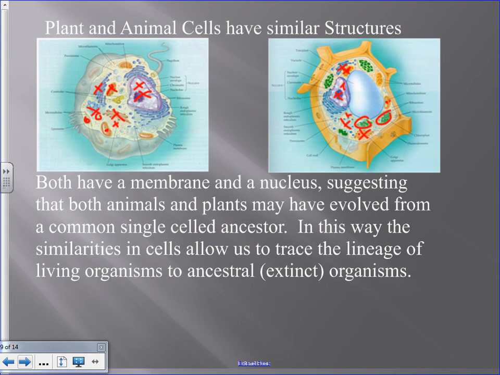So in this way, we are able to actually trace the similarities in our cells back to ancestral organisms that are now extinct, especially now that we have the ability to do what's called micropaleontology, which is actually looking at microscopic fossils and seeing the similarities there.